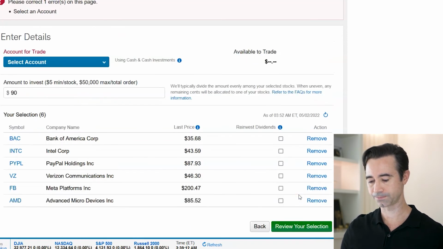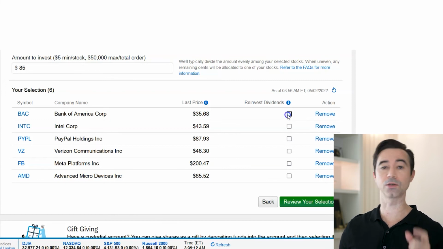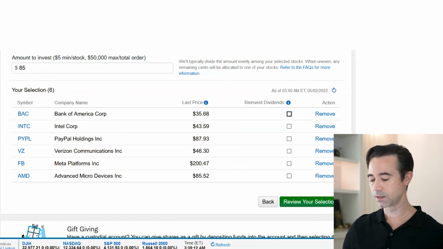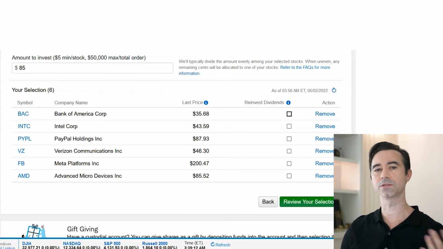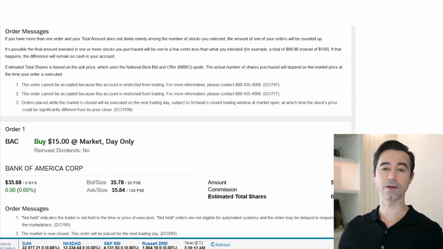Review your selection. If you want, you can reinvest dividends. You can click this if you want to reinvest the dividends, so don't forget that part if that's what you want. I'm not going to click it. I'm going to have my dividends go into my cash account and then use that for other stocks as I like them. Now I have a summary of the order.